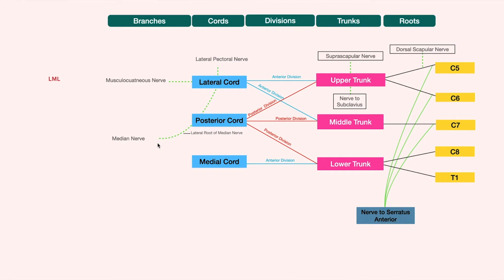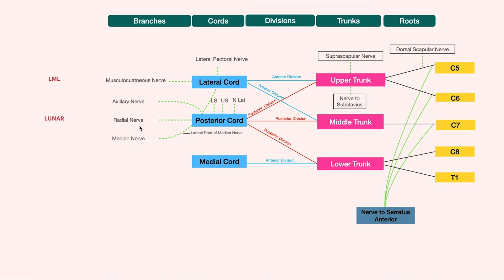Then coming to the posterior cord, we have the mnemonic LU NAR. L stands for lower subscapular nerve, U stands for upper subscapular nerve, N stands for nerve to latissimus dorsi, A stands for axillary nerve, and R stands for radial nerve.